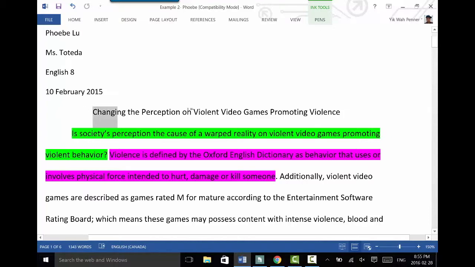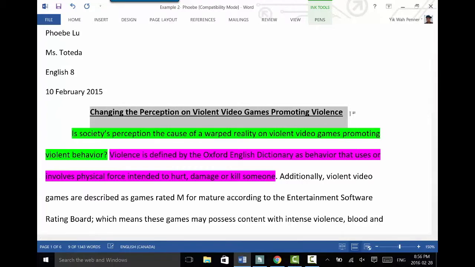Okay, another thing you're going to need is a title. In this case, Phoebe did not bold it or underline it. You can do bold and underline. You need to put a title on your work. This one is called The Changing Perception on Violent Video Games Promoting Violence. Her topic was violent video games promote violent behavior.